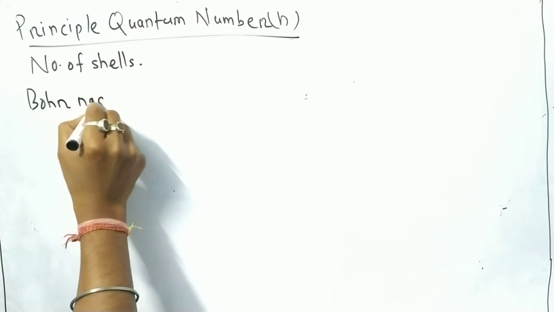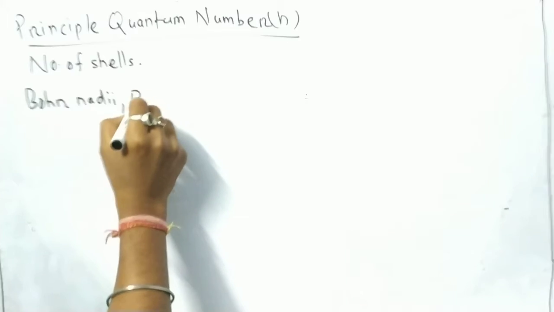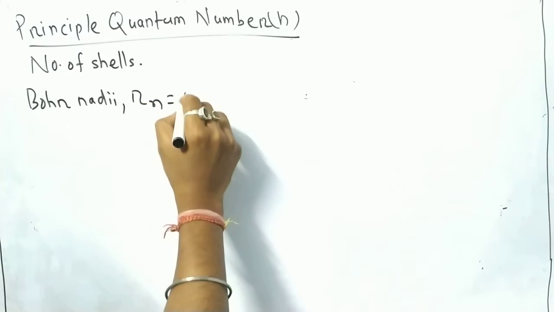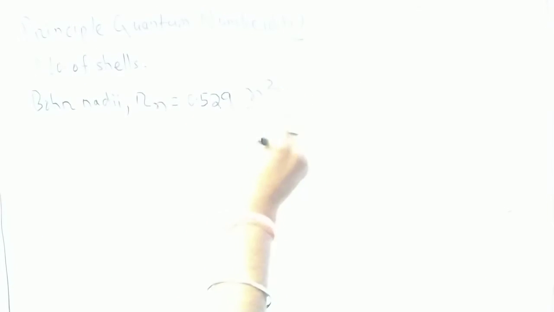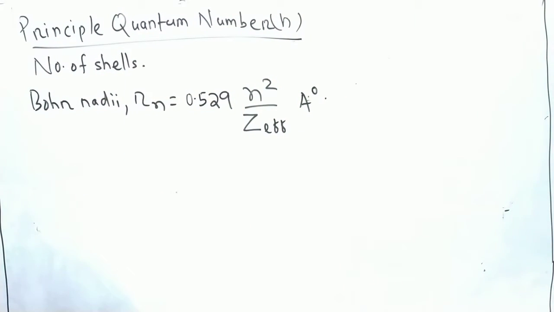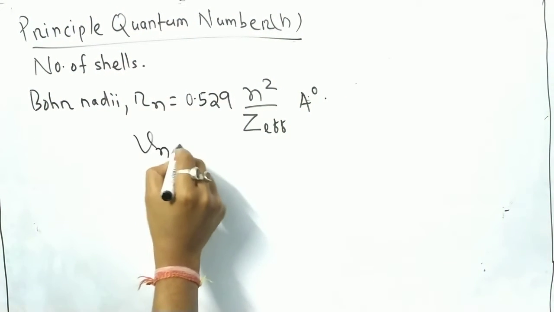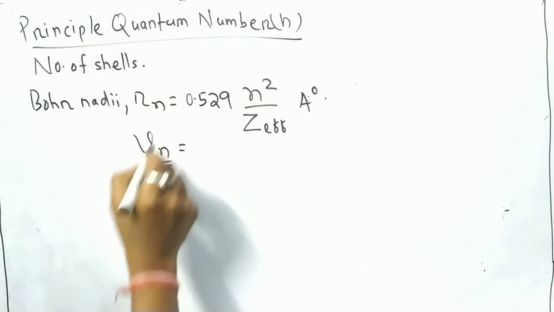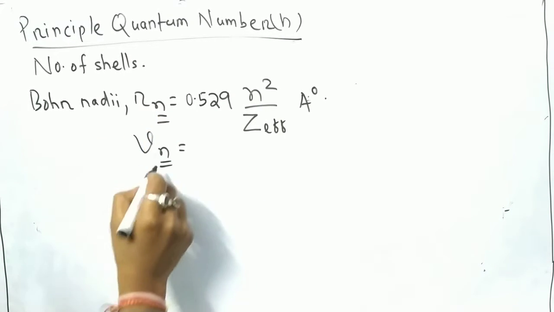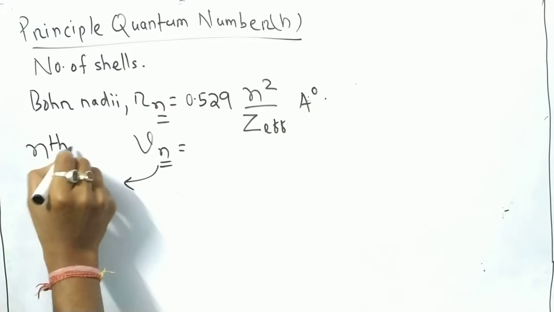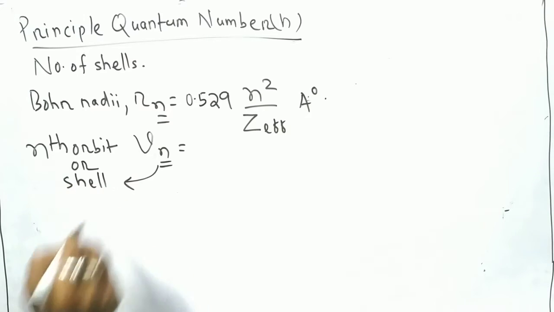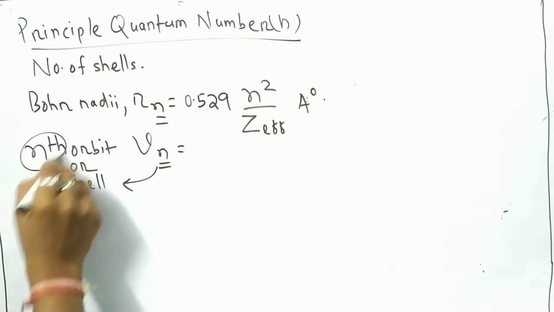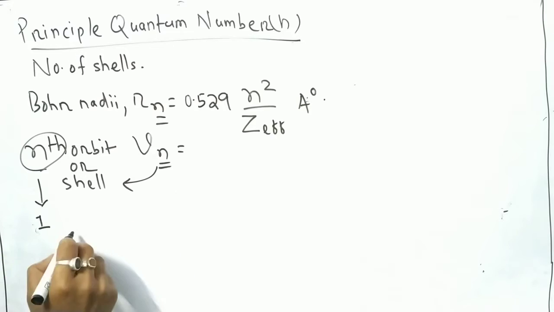The Bohr radius can be expressed like this: r_n is equal to 0.529 n square by Z effective, and the unit is angstrom. Similarly, you will define the electrons in the nth orbit or shell. This represents the nth orbit or shell. Clear this point?